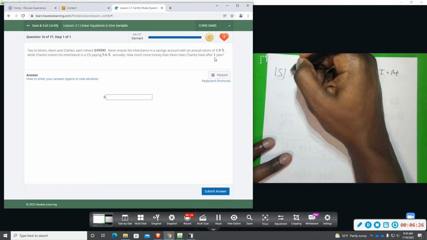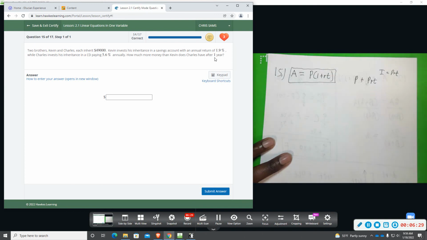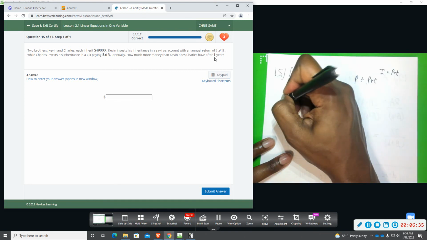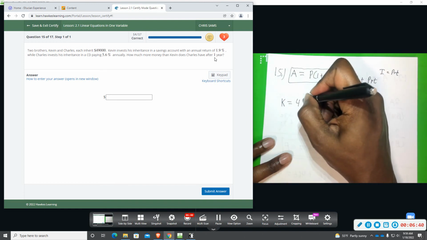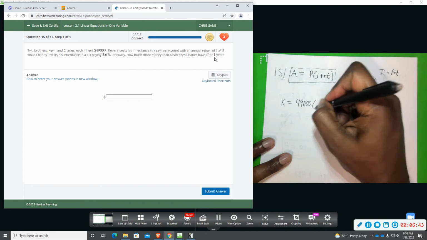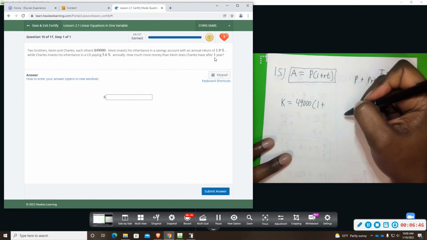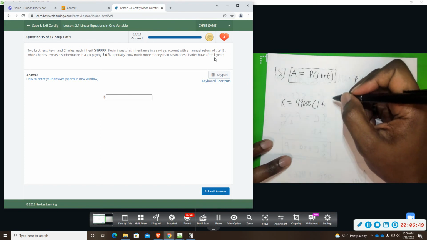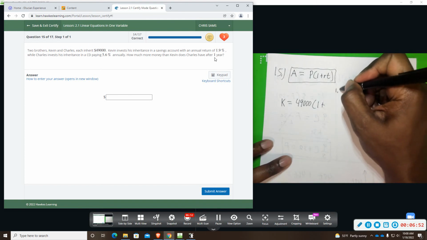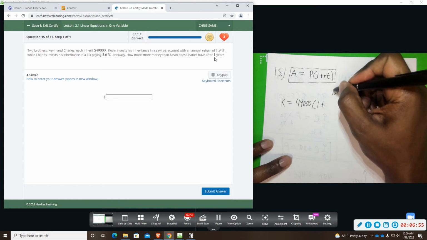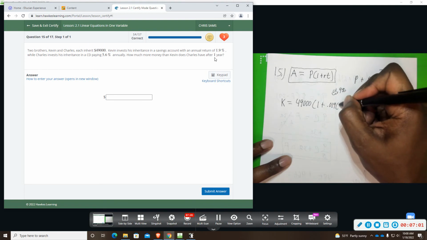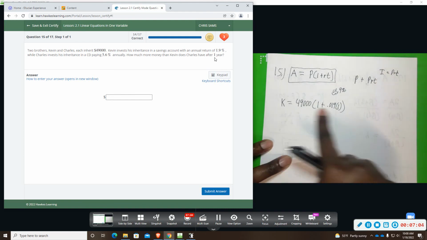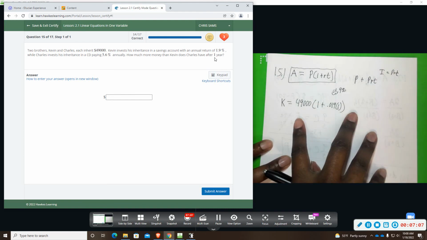So I'm going to use this formula for both of them to find out how much money Kevin has, how much money Charles has, and I'm going to subtract the P. So I'm going to write K. This is going to be Kevin's money. Kevin is going to be 49,000 times 1 plus his interest rate was 1.9%. As a decimal, you're going to move the decimal 2 times to the left, so 1.9%, convert that to a decimal. It's going to be 0.019 times 1 year. So this is going to tell us how much money he has with interest at the end of 1 year.